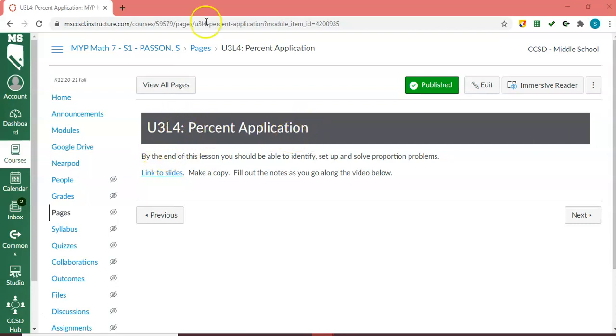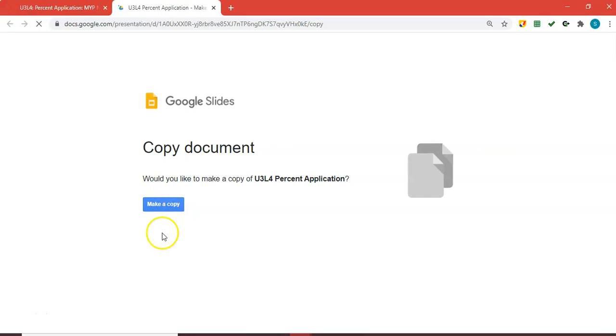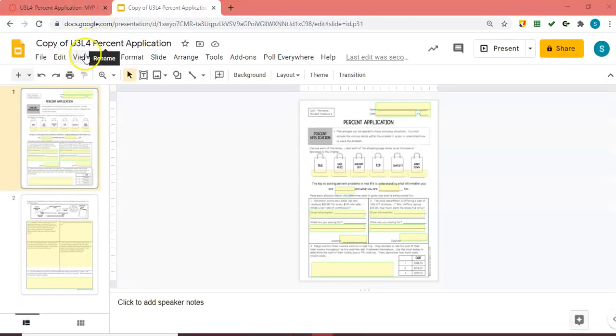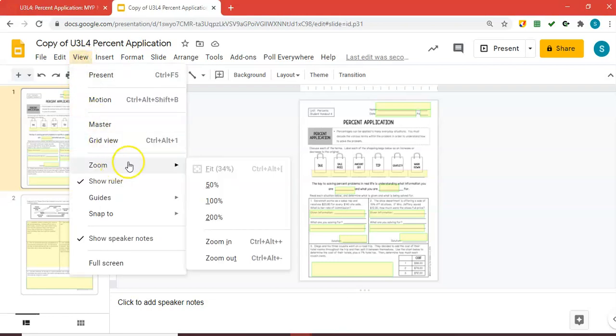So if you go to Canvas and go to percentages week 1, then find unit 3, lesson 4. Open that one up, click the link to the slides, and make a copy. Now let's change the view so we can read it a little bit easier.